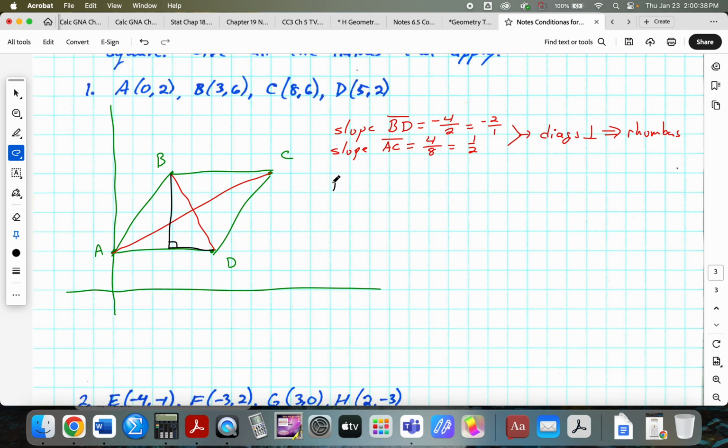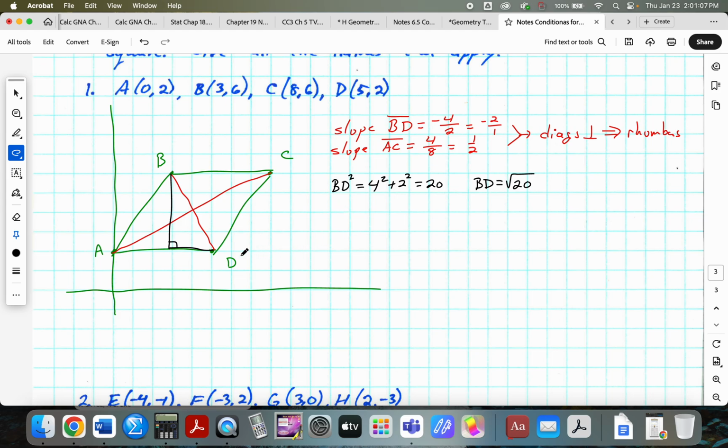So the length of BD squared is going to be 4 squared plus 2 squared, which is 20. So BD is the square root of 20. By the way, you don't need to spend any time simplifying the square roots. We're just seeing if they're equal. So it doesn't matter.